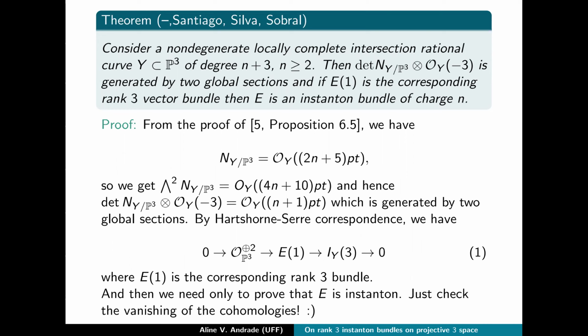Okay, so we have node-degenerated locally complete intersection rational curves with fixed degree associated with instanton bundles of fixed charge. Since we want to see how these instanton bundles are related with the components of the moduli space of vector bundles, it's natural that we revisit the definition of the spectrum of a sheaf.